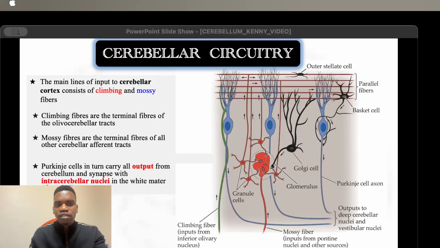Now, that's not so important to note. What is important to note from this slide is that these two fibers, the climbing fiber and the Morse fiber, form the input into the cerebellar cortex.